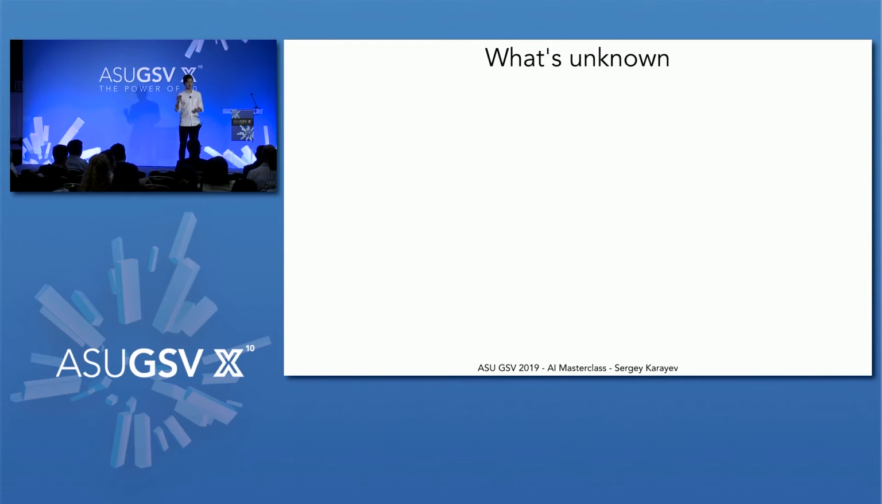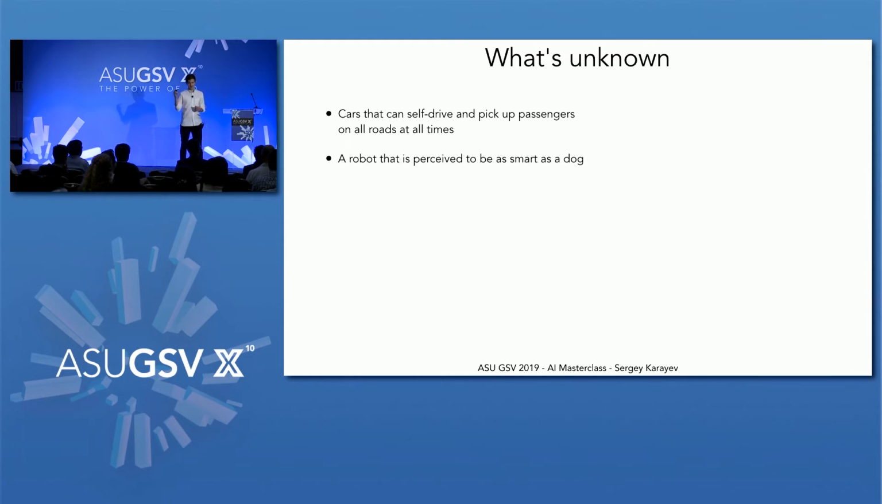Here's what I think no one knows when it's going to come. Cars that can self-drive and pick up passengers everywhere in the world. I think that's a super difficult problem for many reasons. We can talk about it later. A robot that's as mobile and is perceived to be as smart and maybe as loyal as a dog. No one really knows when that's going to happen. An intelligent tutor in all kinds of educational subjects.